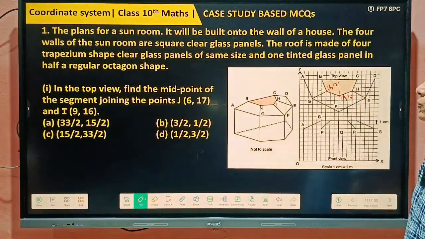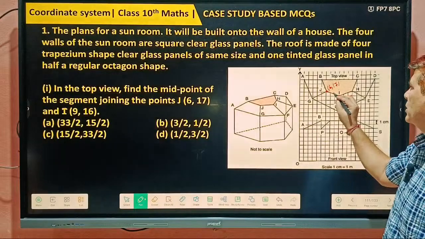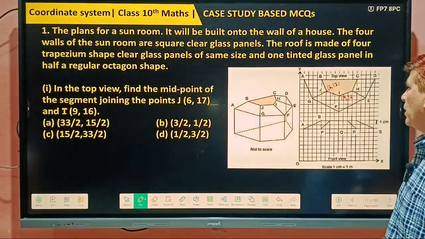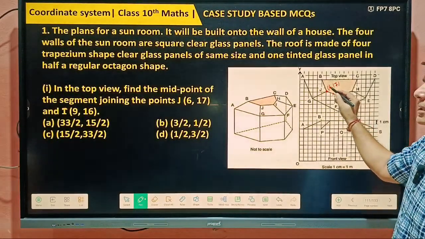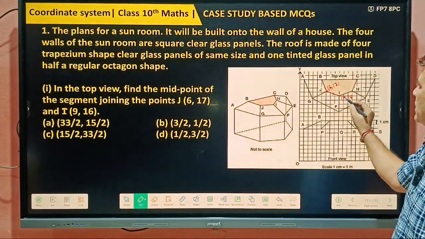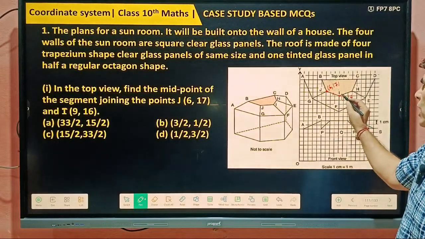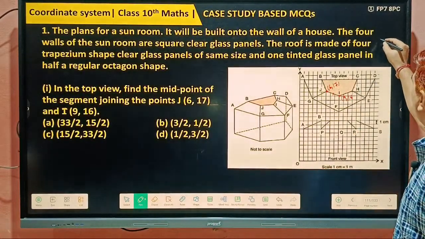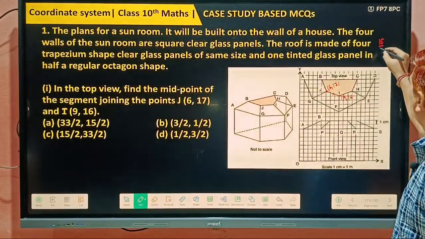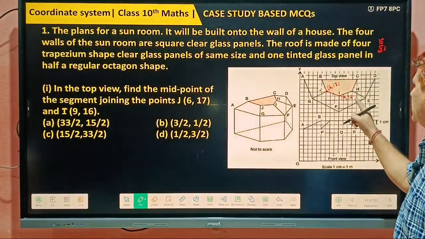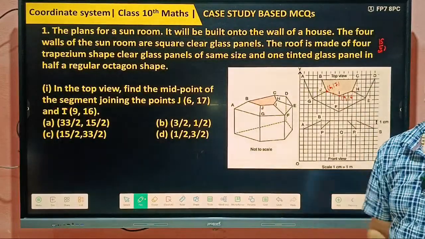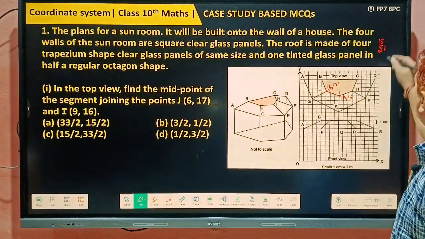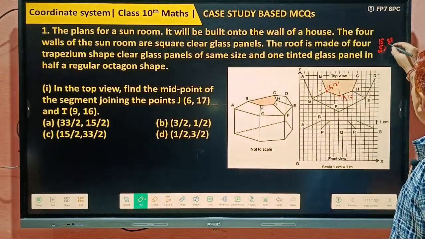We have to find out what? The midpoint coordinates, which is lying here. Midpoint formula is this plus this, divided by 2. So 9 plus 6, 15, divided by 2. So x coordinate is what? 15 by 2. Now find out y coordinate. 16 plus 17 by 2, 33 by 2. So what are the coordinates?